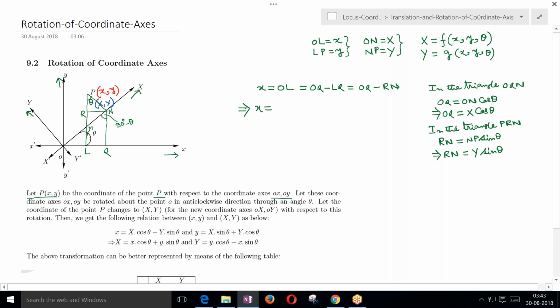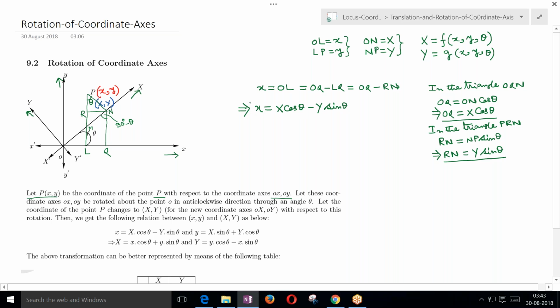Now if we replace these values of OQ, which we received as capital X cos theta, and RN equal to capital Y sin theta, then we get that lowercase x is equal to capital X cos theta minus capital Y sin theta.